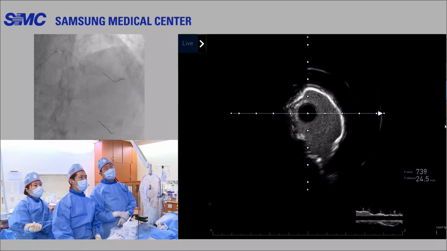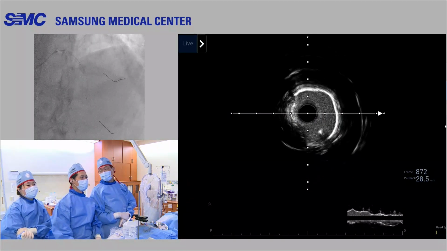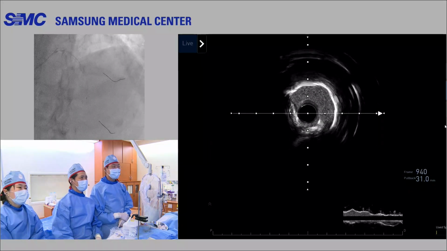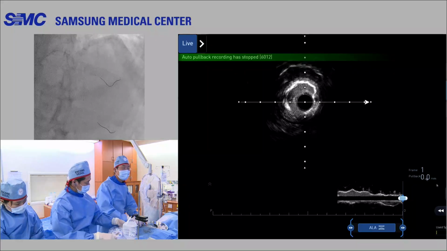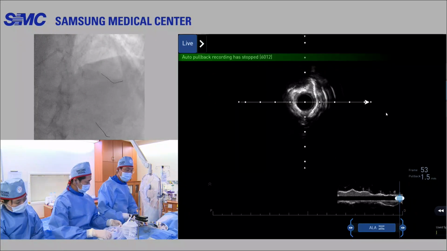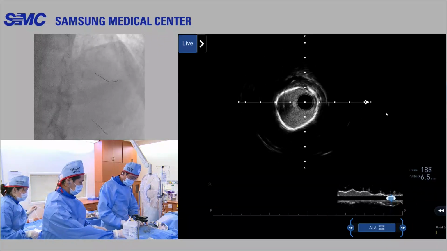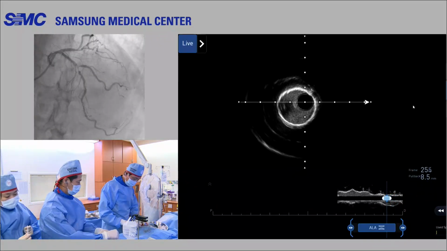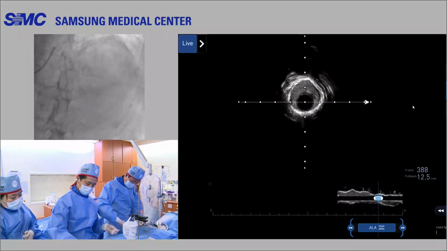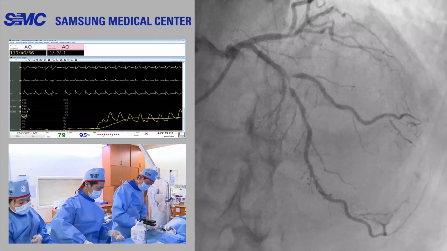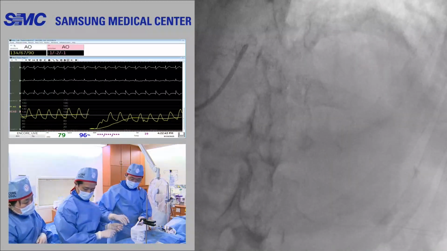Lumen is diagonal. Nice, better than I thought. Yeah. MLD is more than 2.5. Okay. I think the result would be a good controlled dissection or dilation with minimal dissection plane.